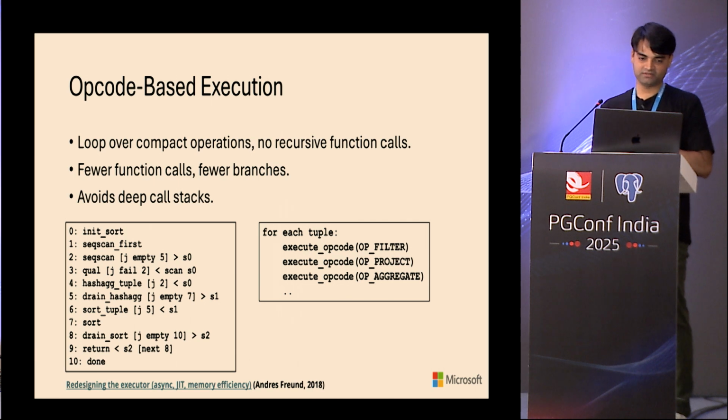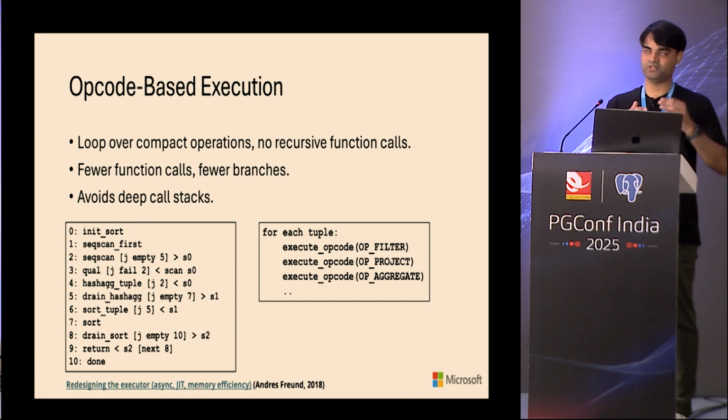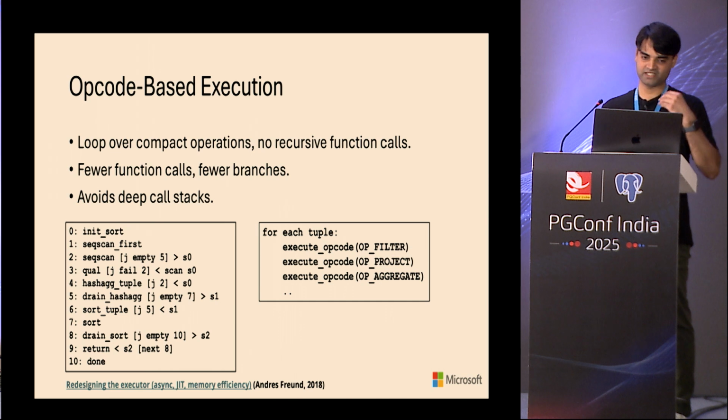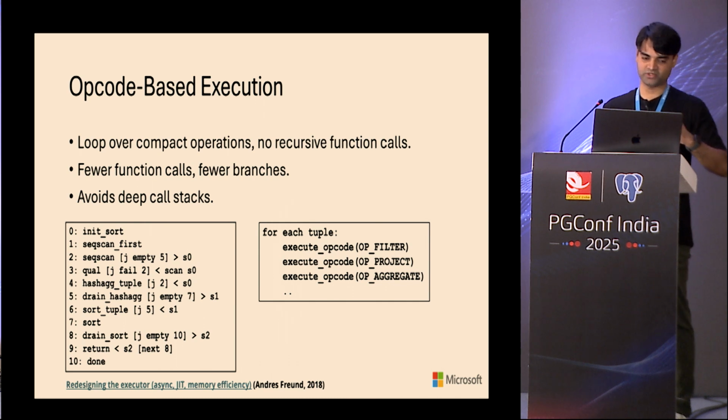And your plan would have a new layout. So you now get a tree of plan nodes when you do explain. But with this opcode-based execution model, if you do explain, you can see the program that it's going to execute and in the sequence in which it's going to execute.